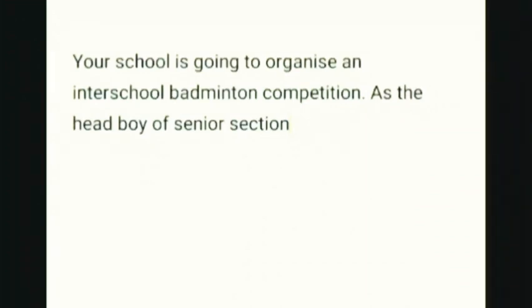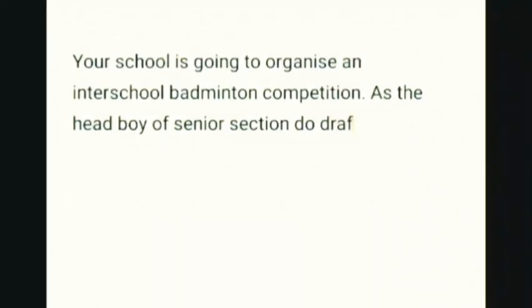Now again I told you that the question part should be read carefully. Clear? Now after this one, we will see how to draft this notice properly. Okay. So let us wait for the question part to get over.